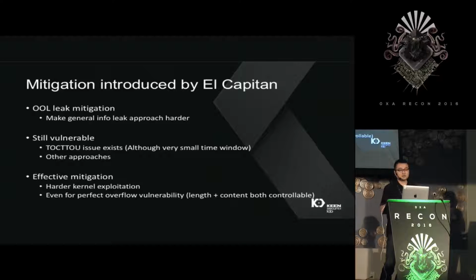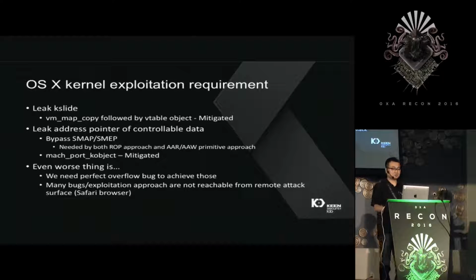And also, if you want to exploit Capitan, I think the bugs made public before were all kind of perfect overflow vulnerabilities, which means you need an overflow vulnerability whose length and written content are both controllable. In many cases, for such vulnerabilities, we will have some non-perfect ones, which we have to give up.